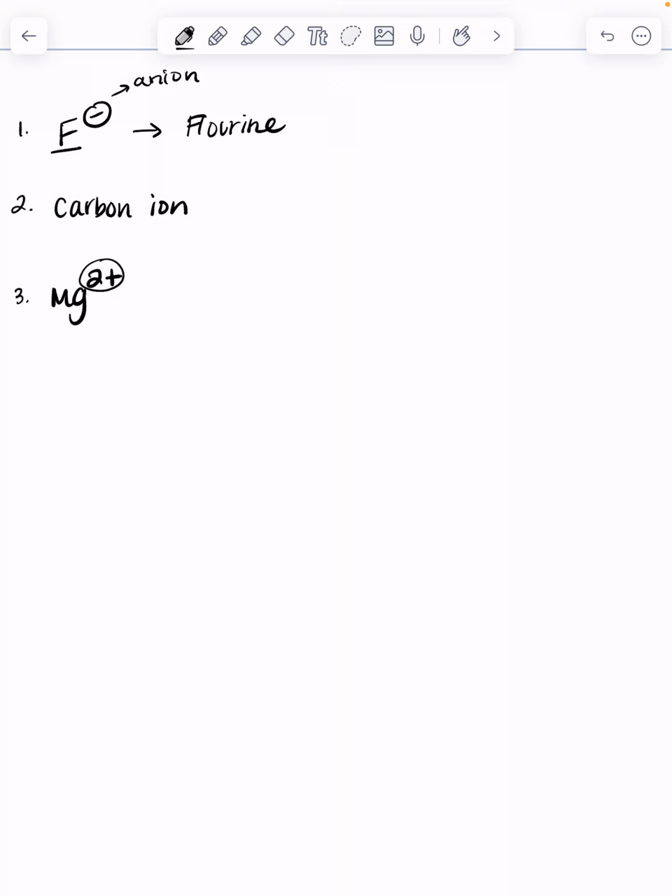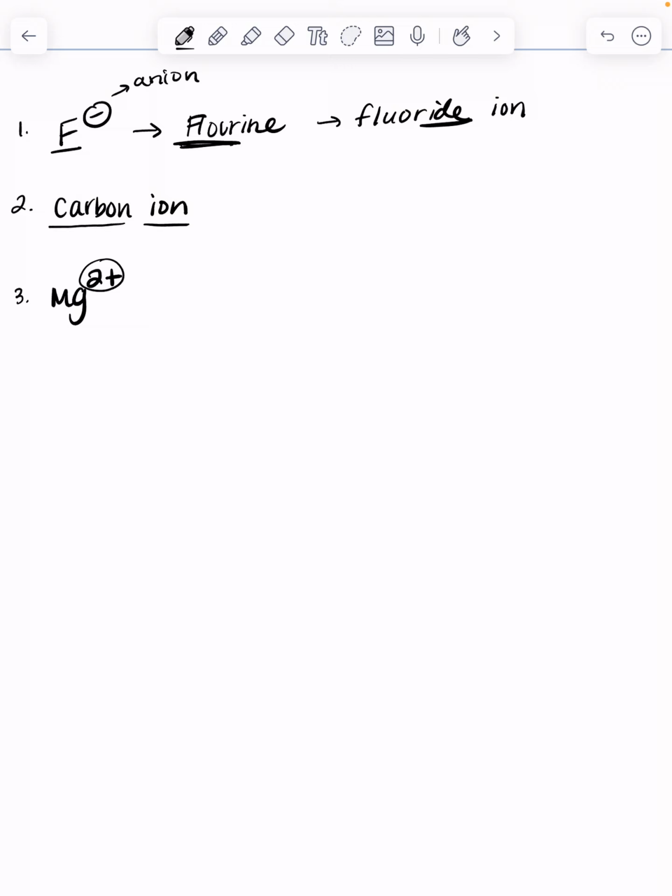I have to pull out the root from this word. So I'm going to pull out the fluor part of it. And then I have to add ide. So I'm going to go fluoride. And then I'm just going to add the word ion. So this is a fluoride ion. Fantastic. All right. On to the next one.